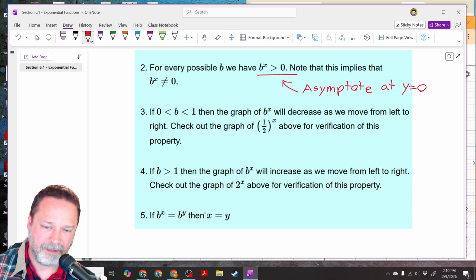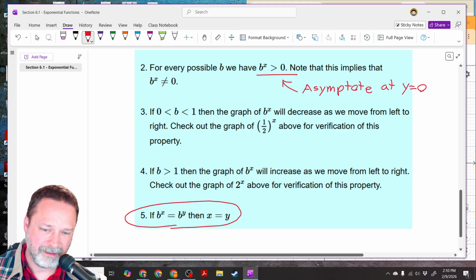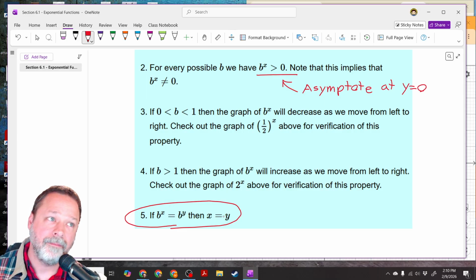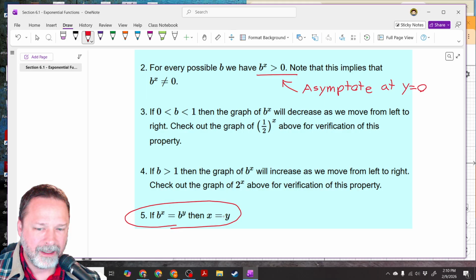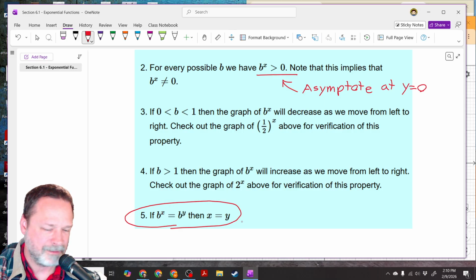And then this last property we haven't talked about yet, but we'll get more into it, is if b to the x equals b to the y, then x equals y. And that tells us that it is well defined. Okay, and it's a function. So if b to the x equals b to the y, x must be y. That's pretty intuitive because we dealt with exponential functions before, but we will go into that more later. I think that'll do it for this video.